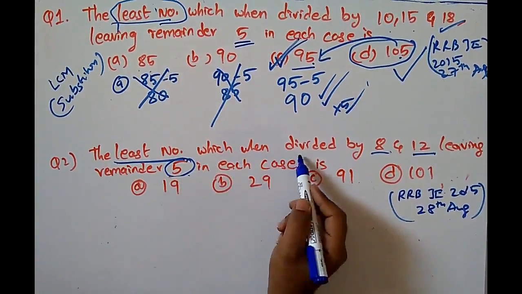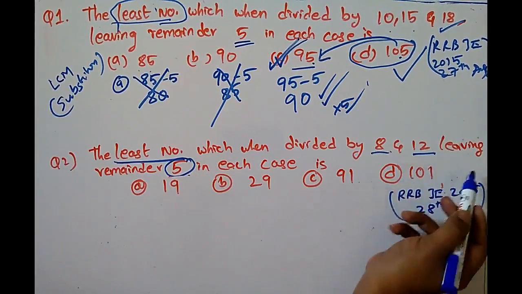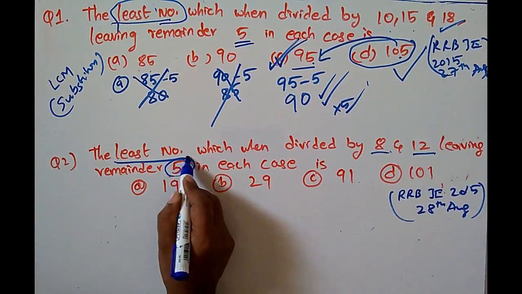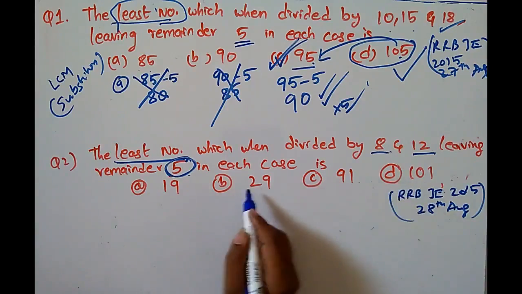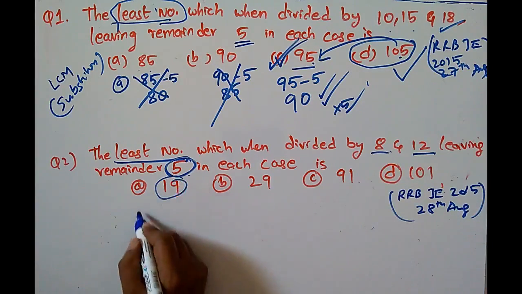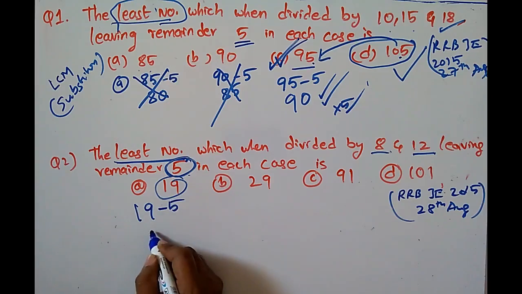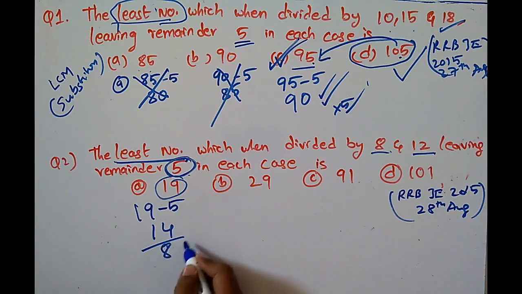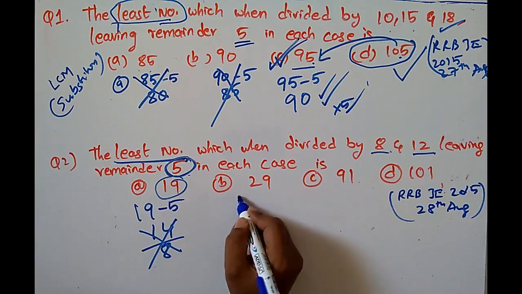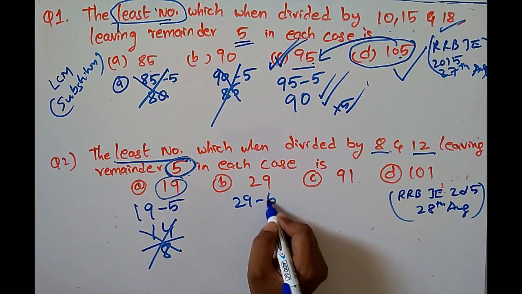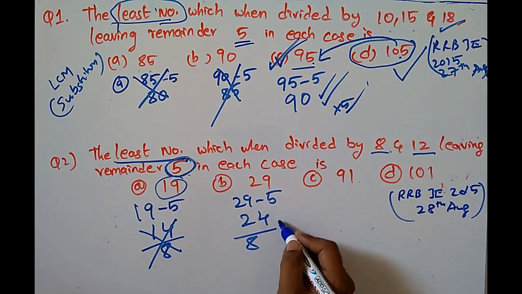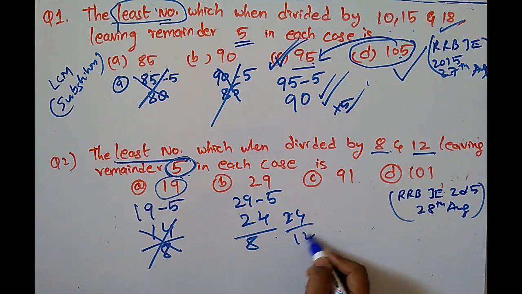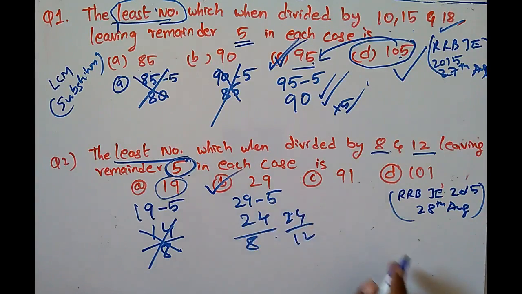The least number which when divided by 8 and 12 leaves the remainder 5 in each case. So we will select the least number, that is 19 here. 19 minus 5, we get 14. Is this divisible by 8? No, we will take the second option. 29 minus 5, we will get 24. Is this divisible by 8? 8 threes are 24, 12 twos are 24. So this is the answer.